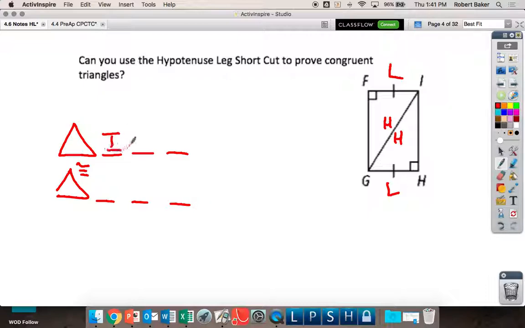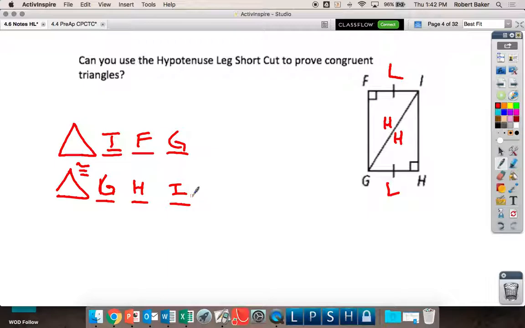IFG. So we started here, went towards the right angle, and went away. So it went short, right, long. Do the same thing on the other triangle. Name it the same way. GHI. I said G, but I wanted to write H. Those two triangles are now congruent by the hypotenuse leg theorem.